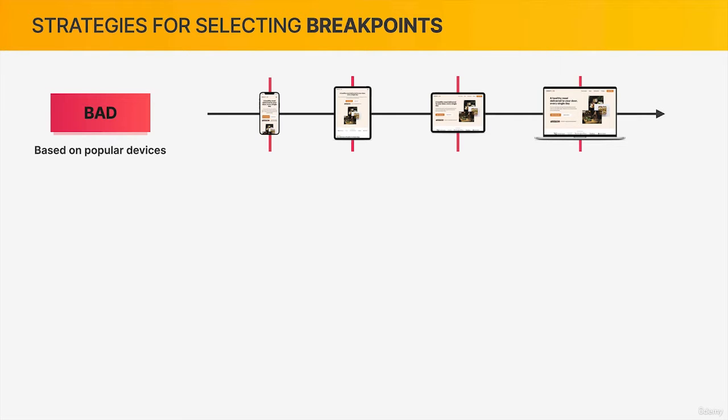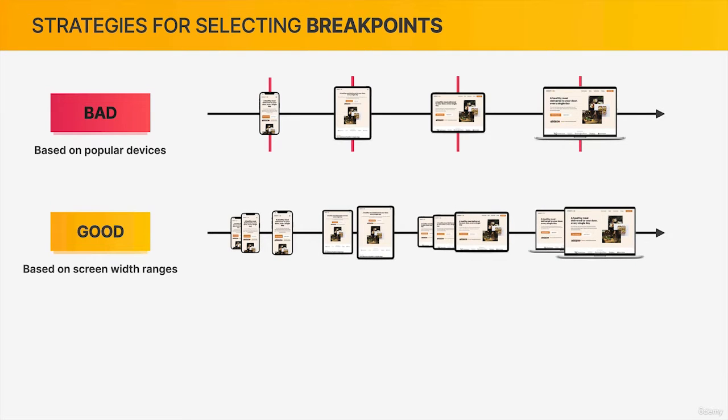So the next strategy is what I call the good strategy. And this one is based on screen width ranges. So basically what we do here is to look at the most used width for different categories of devices, like phones or tablets or desktop computers. And then we try to group them together in some logical way to then pick our breakpoints from that. And so this is already a lot better than the first strategy, because we're using a lot of different devices here.